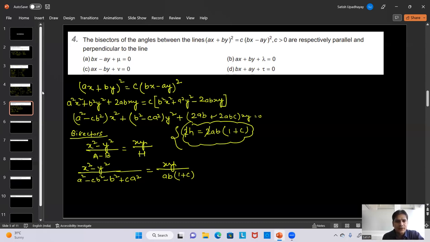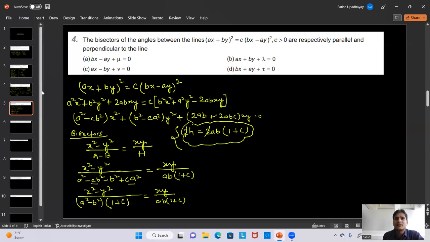What else can we do, can we simplify this? Yes, it seems so. In the denominator, if you see, it is a square minus b square, and if we take c common from these two terms, we are left with a square minus b square, and that will be equal to xy upon ab into 1 plus c. If you take a square minus b square common from these two terms, we will have 1 plus c.